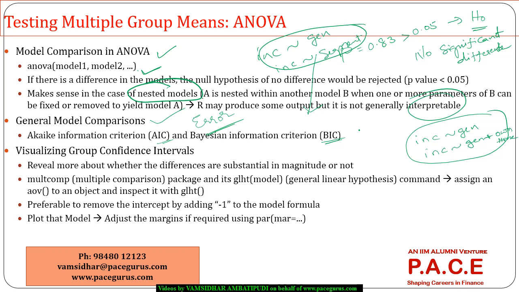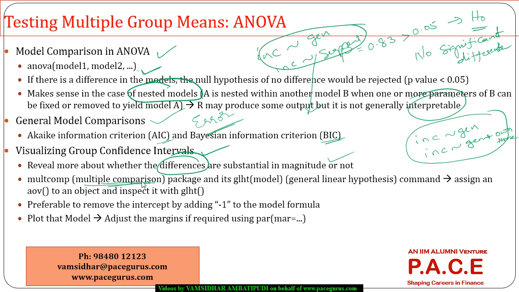Then the next thing that I am looking at is the confidence intervals between the groups. Right now we have seen that there is a difference in the income levels across the segment. Now I want to really visualize the confidence intervals across the groups, which tells whether the differences between the groups are substantial in magnitude or not. So I have a package here, the multcomp package, which can do this kind of work for us.